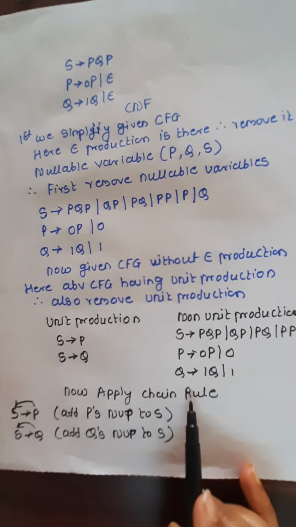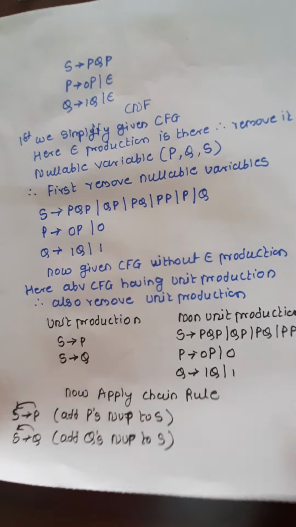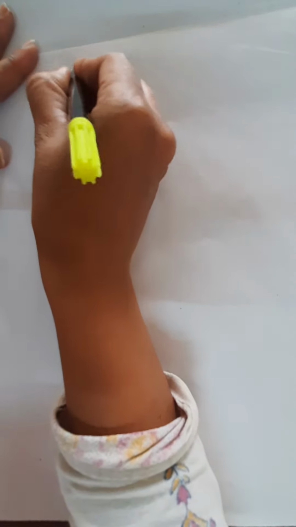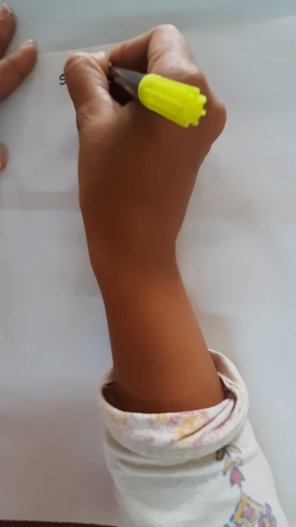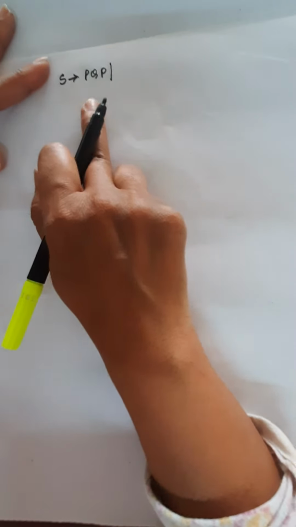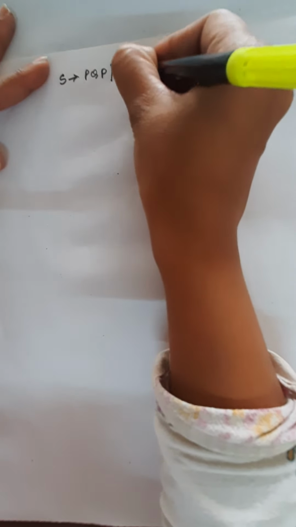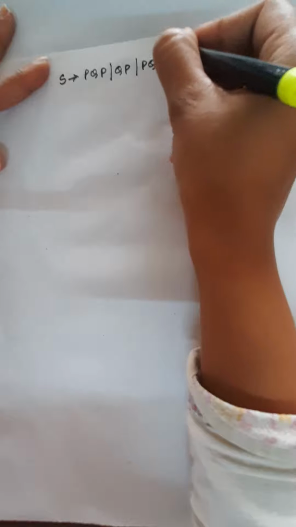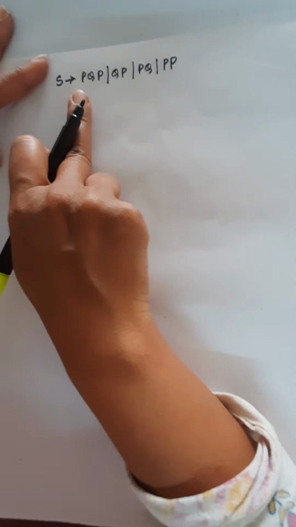So, by this chain rule, now your S becomes, I am writing the S here on the new page, see here. S becomes what? First of all, write down all the non-unit productions of the S: PQP, QP, PQ and PP. This is the original non-unit production of the S.